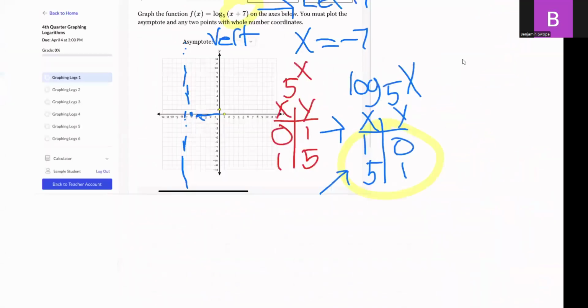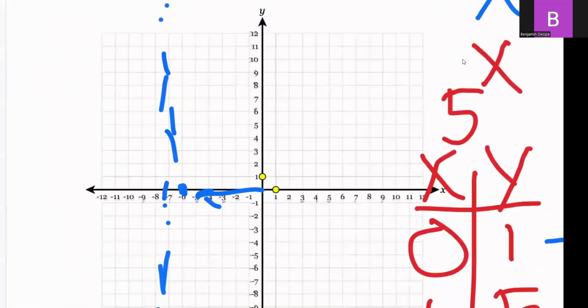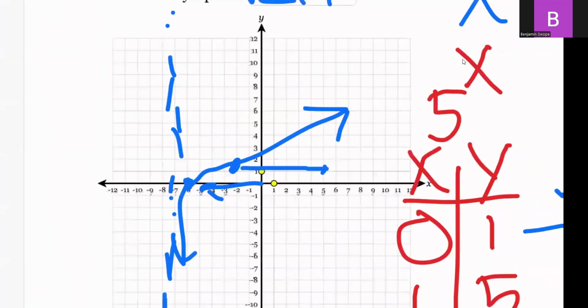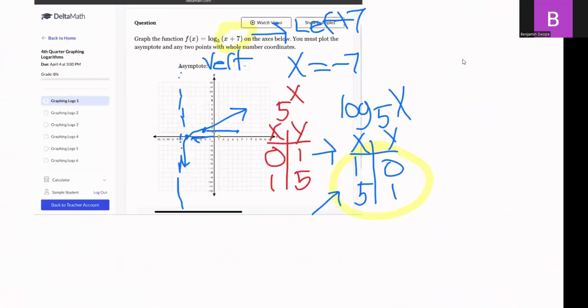And then my second point for my table was 5, 1. So if we go to 5, 1, it'd be here. We're just going to move it left 7. And you'll see like once you move those dots, it'll graph it in for you. That's your answer.